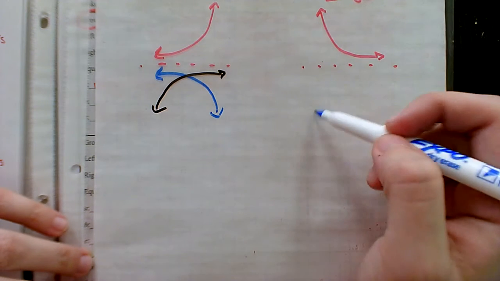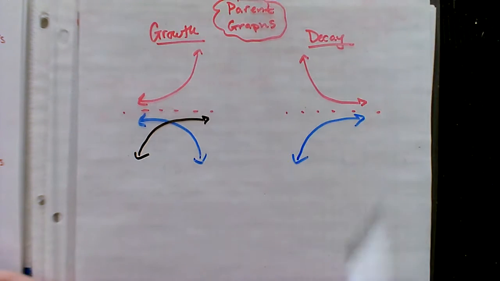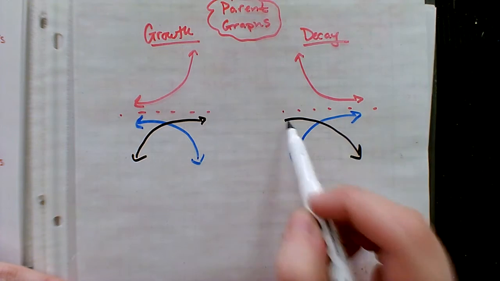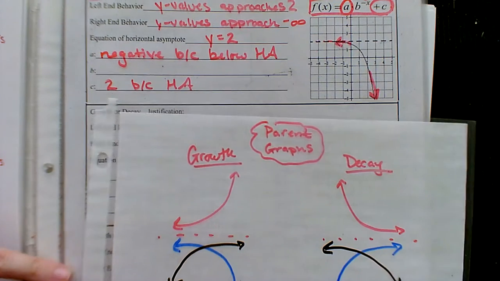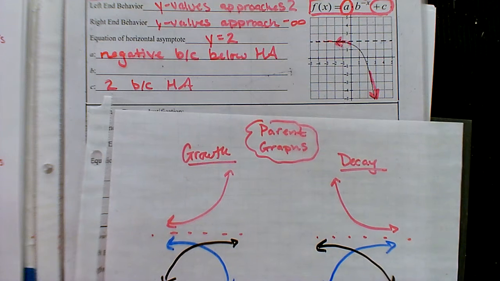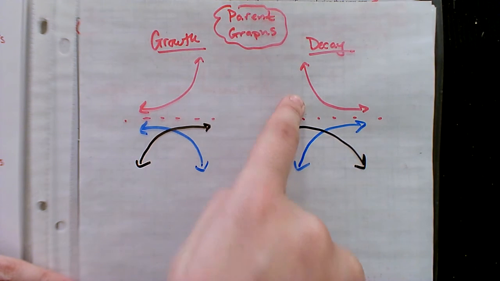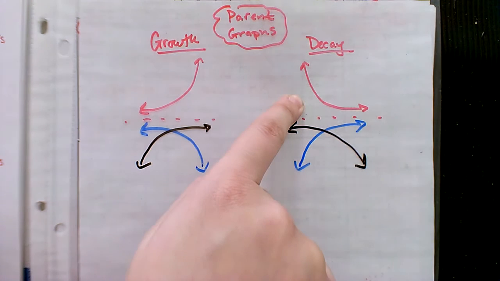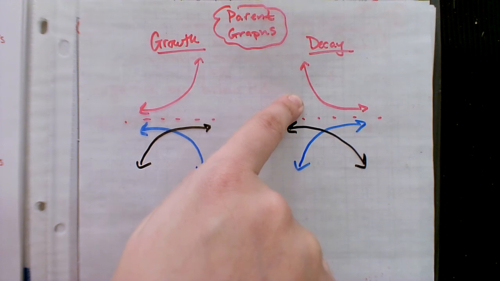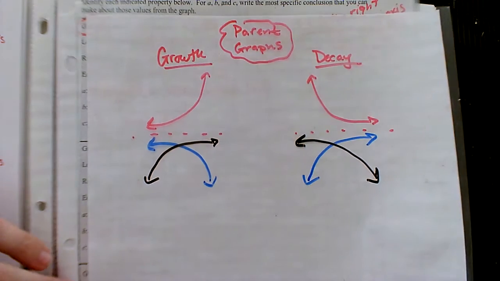Okay, let's try the next one. If we were to flip the decay upside down, it would look like that. And if we flip it left and right, it would look like that. Does that black graph look like the one we're paying close attention to? Okay, so notice how the beginning parent graph was decay. So what must the b value be? Is it greater than 1 or in between 0 and 1? What do you think, Kyle? It's between 0 and 1.